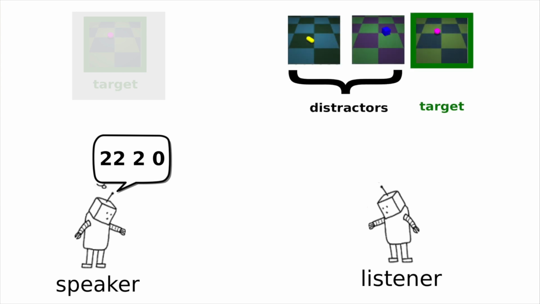The listener sees 3 pictures. Now the listener doesn't know which pictures are distractor pictures and which picture is the actual target picture. The listener just sees 3 pictures, and then has to pick out the right picture based on what the speaker said. And this is the referential task. Right, and then a question is, can they solve this task?